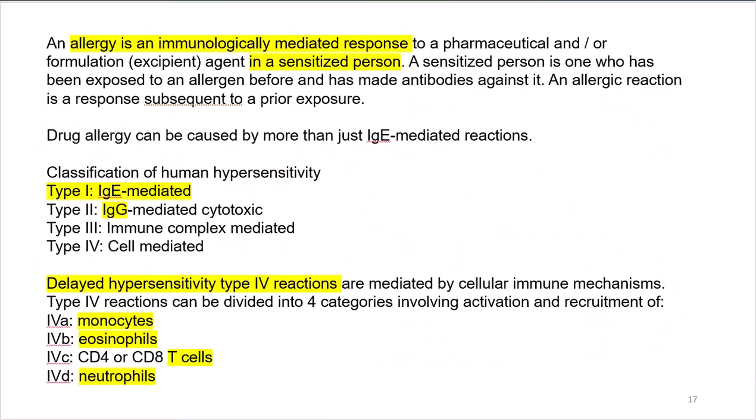So that's a quick review of the immune system. Now let's talk about allergies. People have actually classified allergies into 4 types. There's IgE-mediated, IgG, immune complex, and then cell-mediated. The cell-mediated type is actually broken up into 4 subtypes.